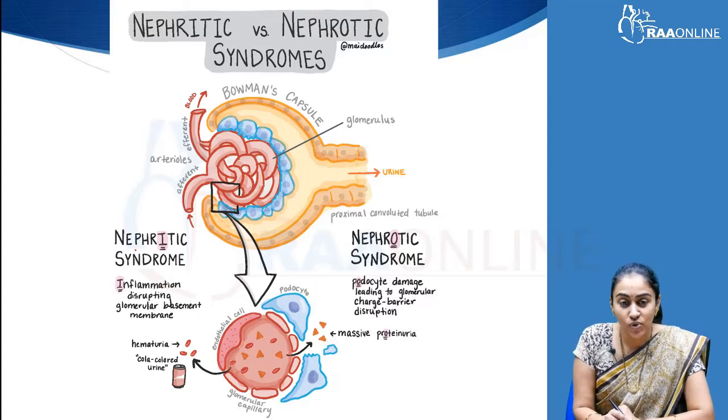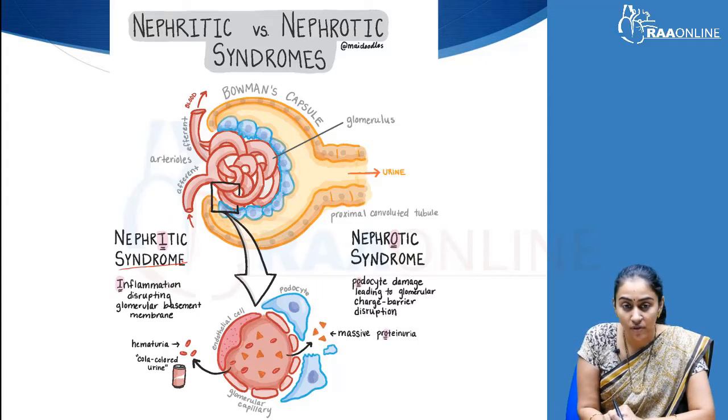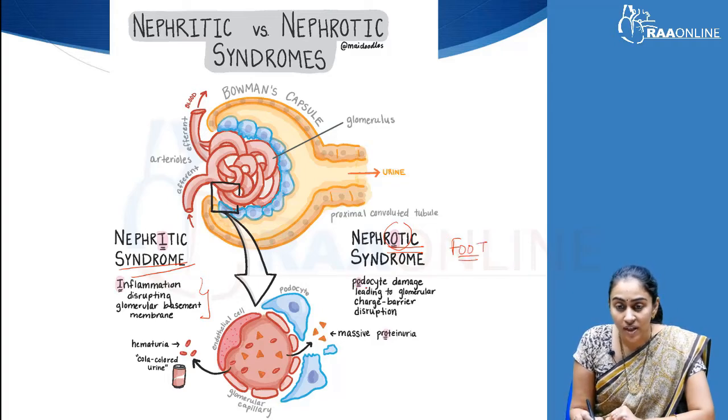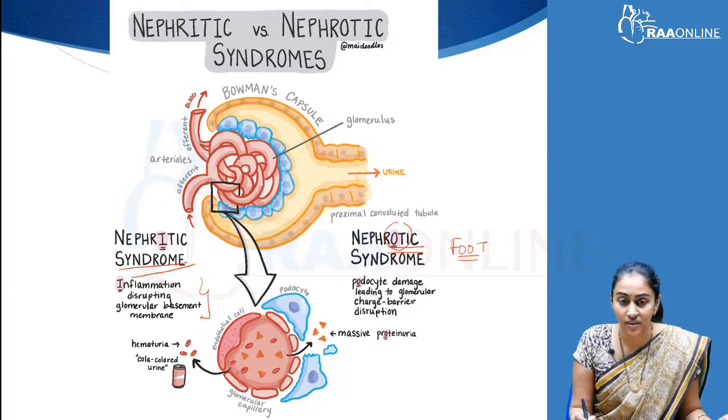Now again, just to recap, nephritic syndrome refers to the inflammation of the glomerular filtration barrier. Nephrotic syndrome refers to O for foot processes or podocytes. So there is a problem in the podocytes, and that leads to a change in the glomerular charge barrier.